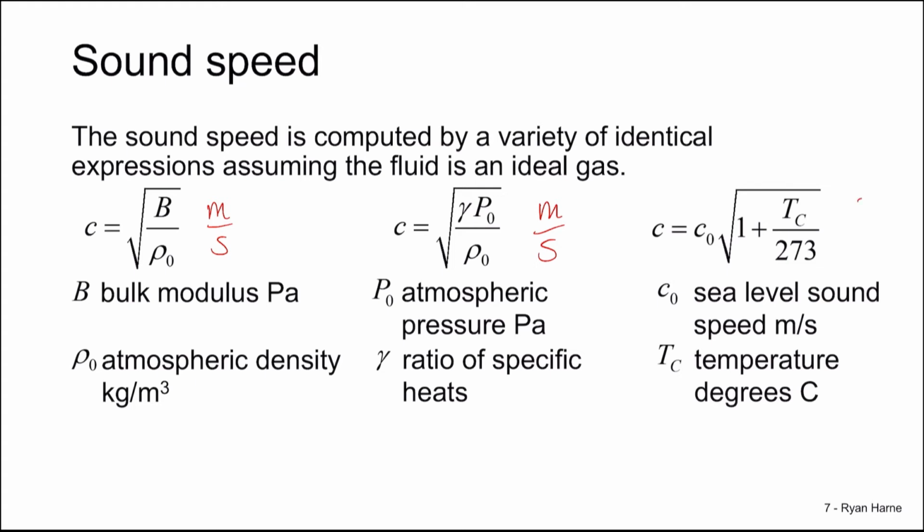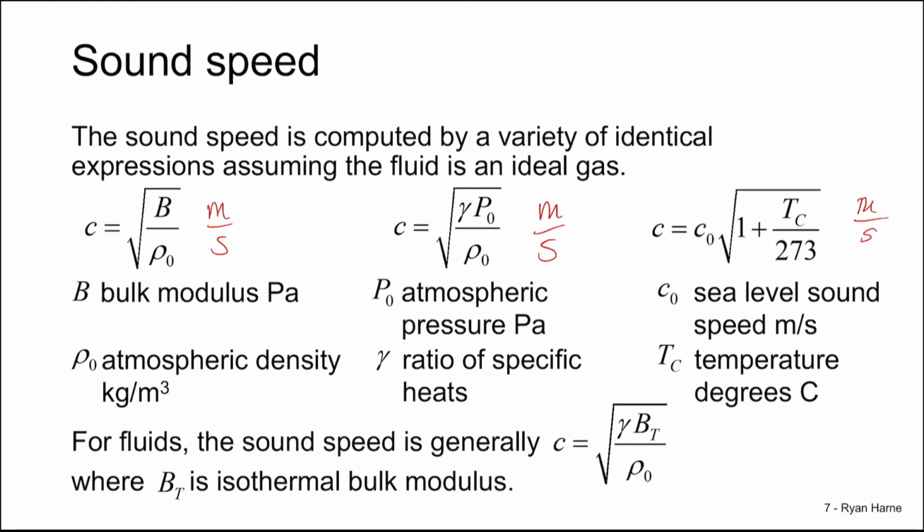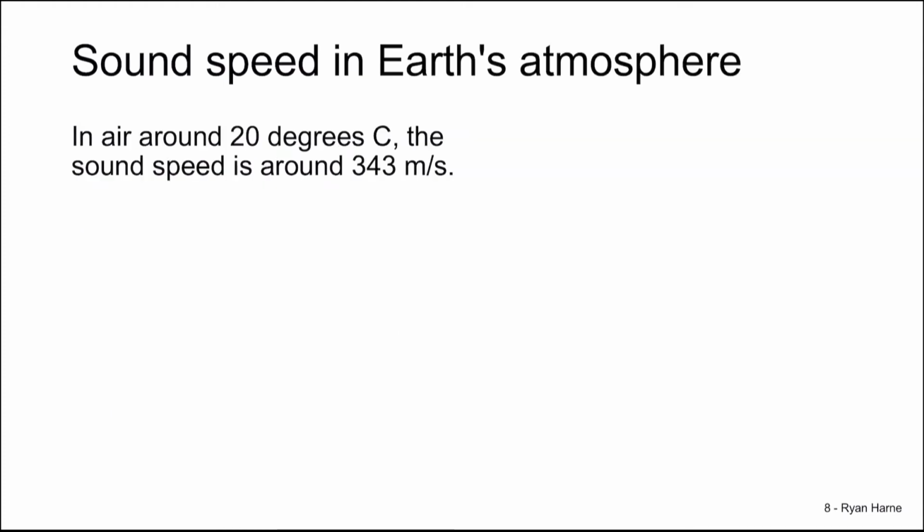Finally, this leads to a unit value of the sound speed or phase speed of meters per second. For fluids, we more often use the equation that's shown here, where the ratio of specific heats is multiplied by the bulk modulus in isothermal conditions for the fluid divided by the fluid atmospheric density. In this course, though, we'll specifically be looking at gases and will likely use one of the equations that's shown in the middle of the slide. So let's learn more about this phase speed or sound speed.